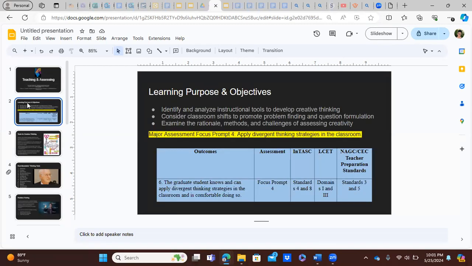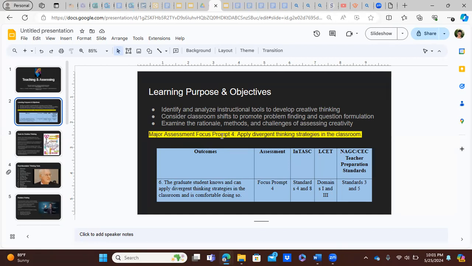So we're going to go ahead and establish our learning purpose and objectives for this lesson. We want to identify and analyze instructional tools to develop creative thinking, consider classroom shifts to promote problem finding and question formulation, and examine the rationale, methods, and challenges of assessing creativity.